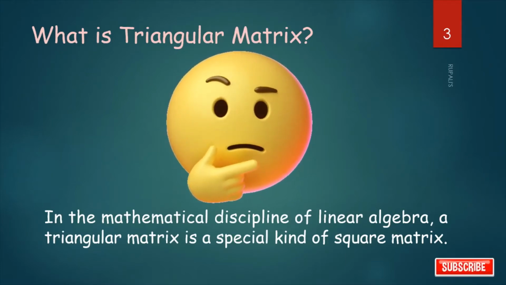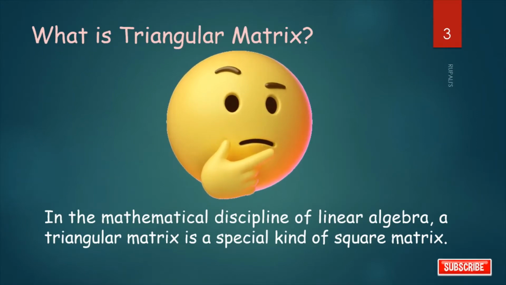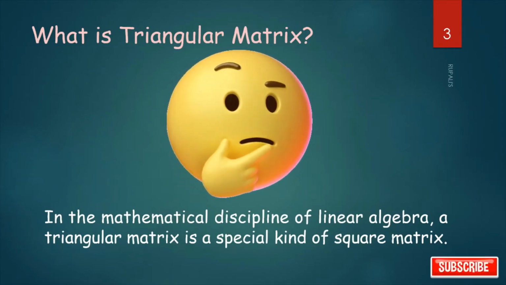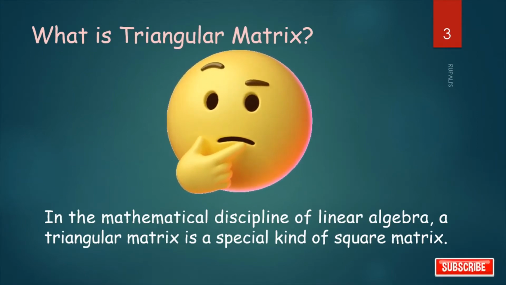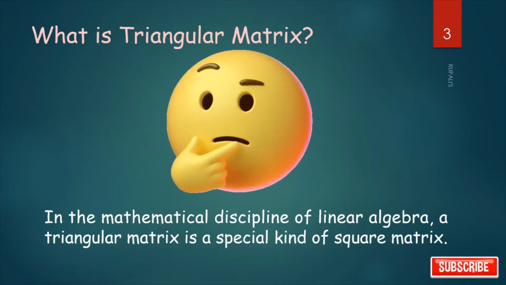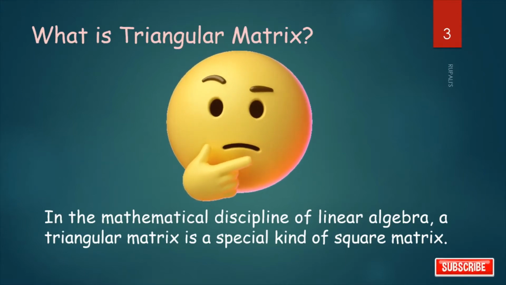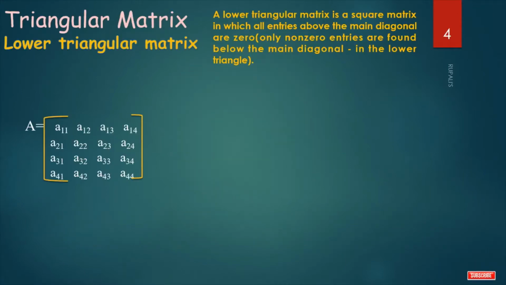So what is square matrix? In mathematics, a square matrix is a matrix with the same number of rows and columns. An n by n matrix is known as a square matrix. Triangular matrices are of two types, lower triangular matrix and upper triangular matrix.